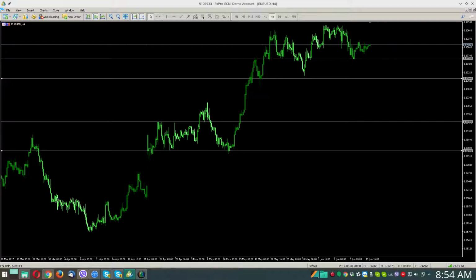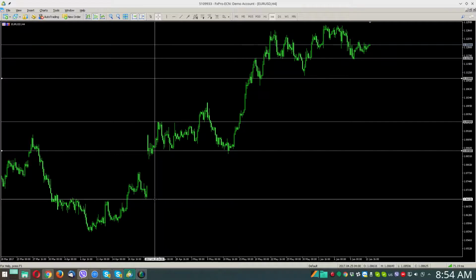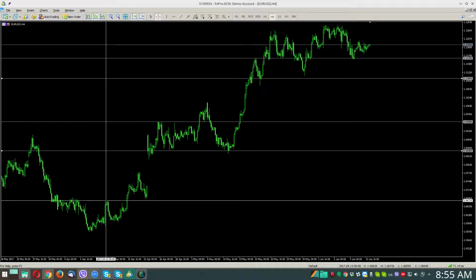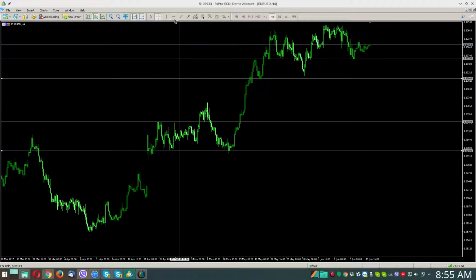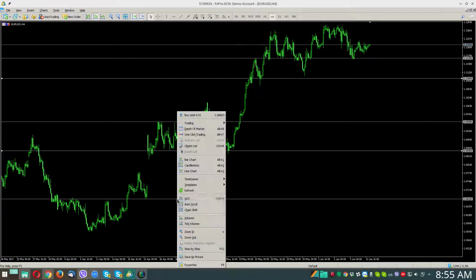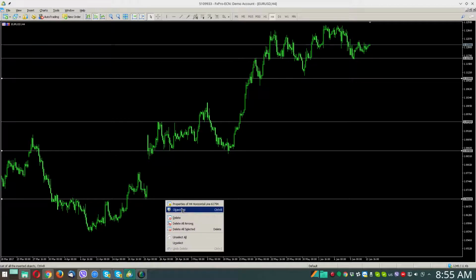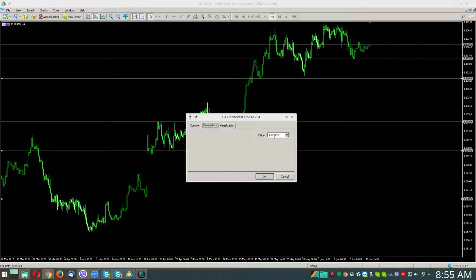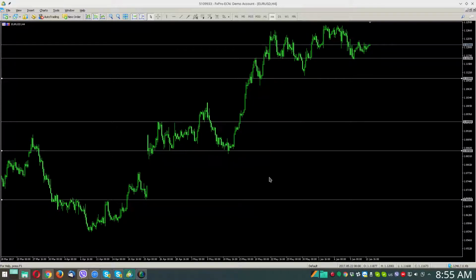I see another level down here. You can see that here this level was resistance, here was resistance, then it became support. I'll put it here, and again properties, rounded number, it looks like 0680, and here we already added a few lines here.